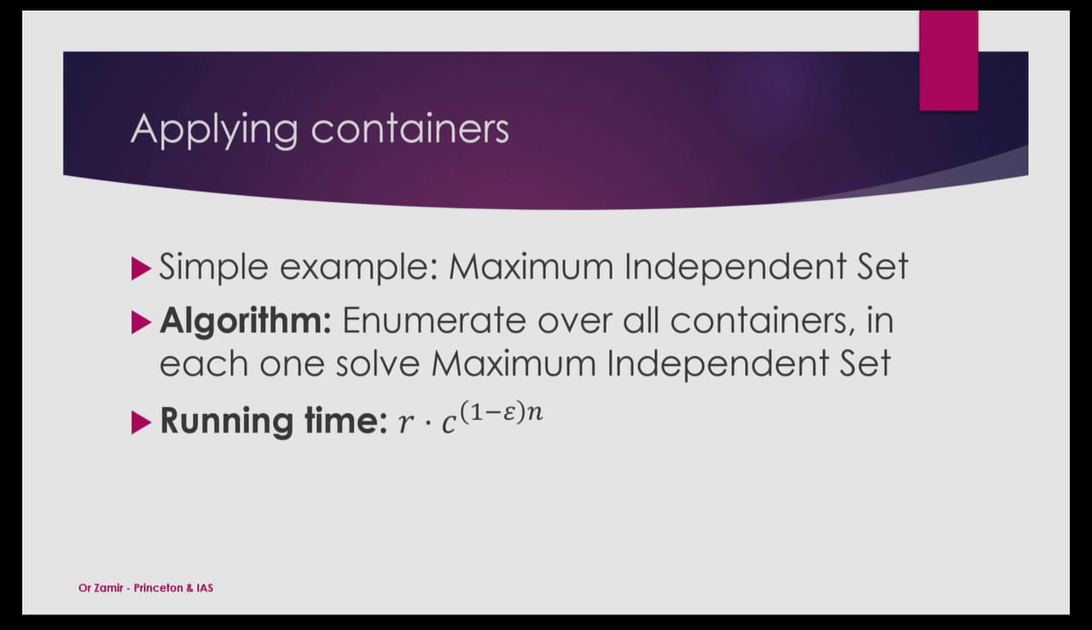And how much time does it take? So this takes the number of containers times how much it took me to solve maximum independent set for a general graph, but now not of size n, but of size that is smaller than n. So if we are not saying anything better, then for now just think of this as (1 minus epsilon) times n. But you can actually improve this to be something like n over 2 or so on.